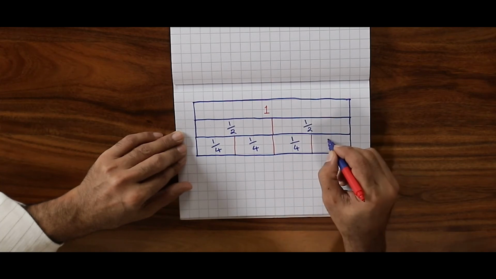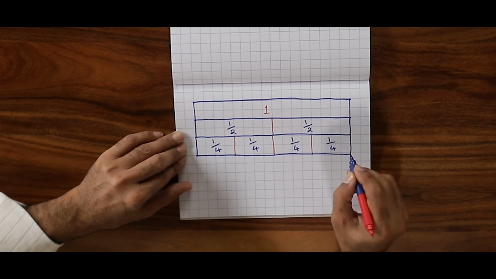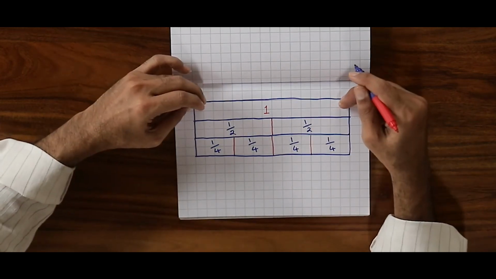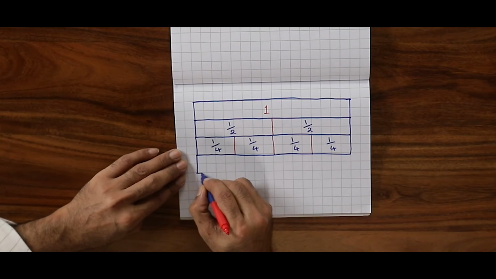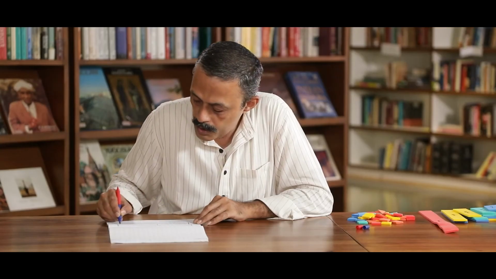This is also 1 by 4. Every portion is 1 portion. If you add them all, you will get one full object. Let us do it. Let us continue.